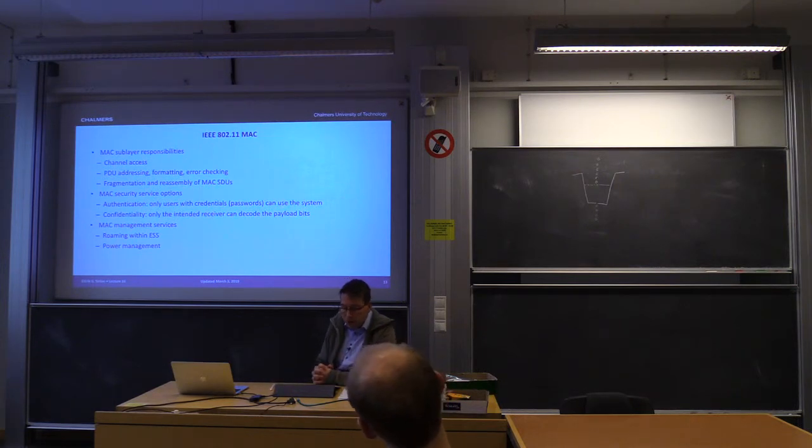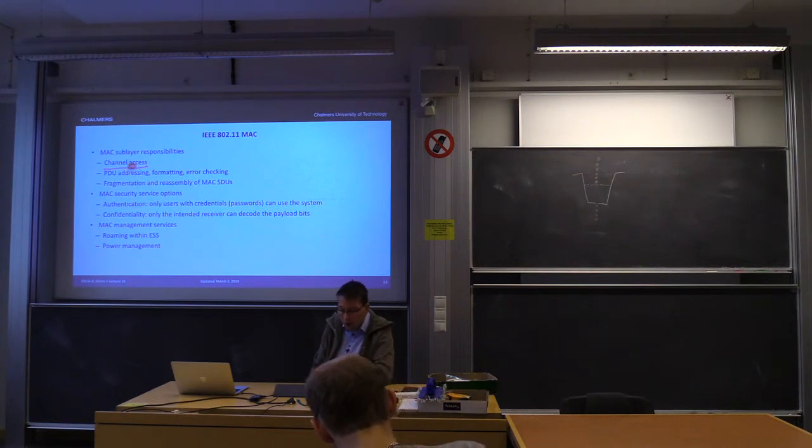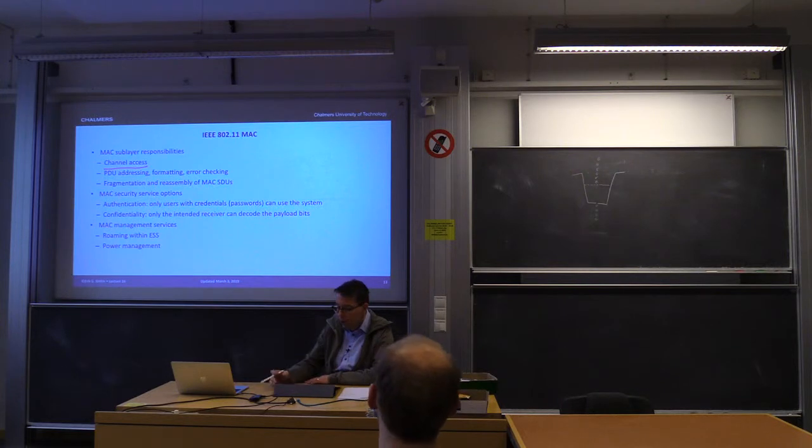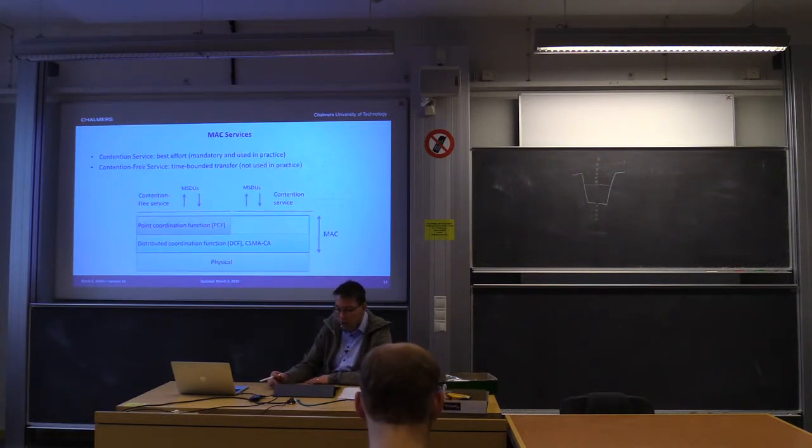Medium access control then. So we talked about medium access control, and basically what is the main responsibility of this? Well, channel access is the biggest thing. So sharing the wireless channel is the big thing. Then of course there is addressing, formatting, error checking and so forth. There is also fragmentation and reassembly of big frames into smaller frames. All of these are transparent for the layer above it. There are some security services, authentication and confidentiality, and then there is some management, like roaming, which means going between different access points, and then some power management also. But let's talk about the medium access control.